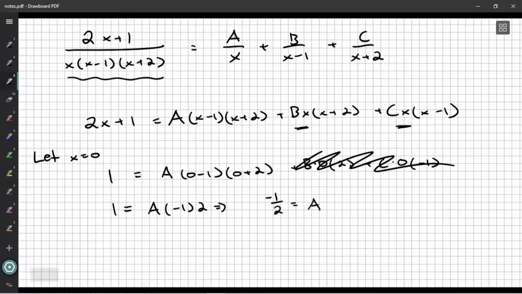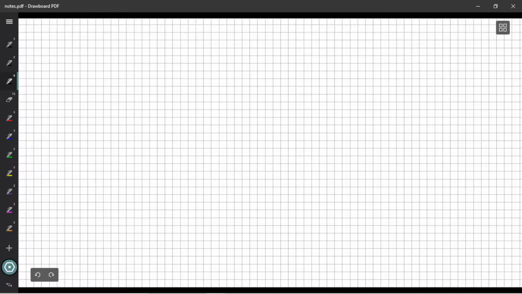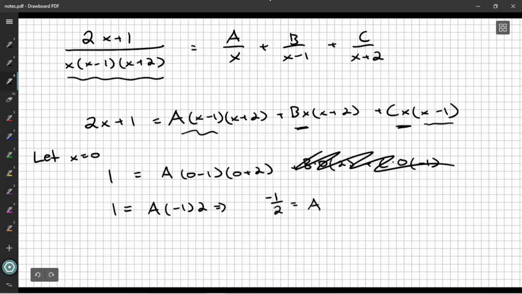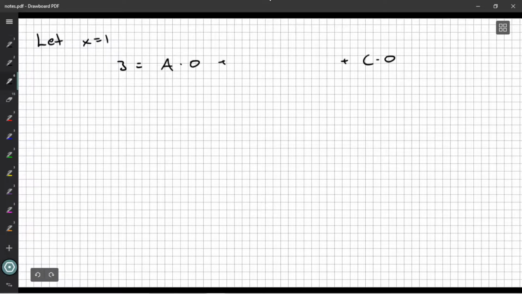We can do the same sort of thing for the other constants. Notice that A and C both have an x - 1. So if we were to let x = 1, 2x + 1 gives us a 3 over here. It'll be A times 0, so no one cares, and C times 0. This is why we chose 1, so these x - 1's go to 0. And then it's B times 1 times (1 + 2). This is the one we actually need to write out. So 3 must be 3 times B, and from there, I see that B must be 1.